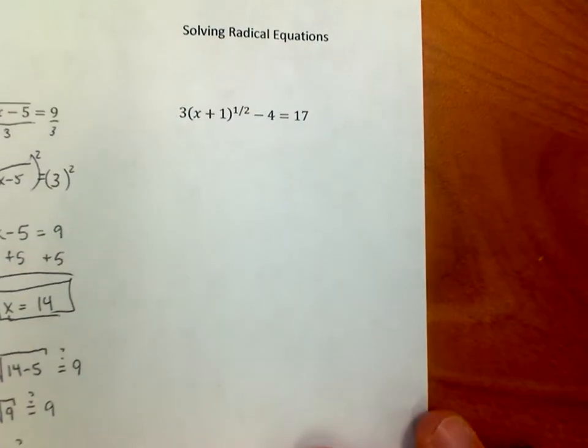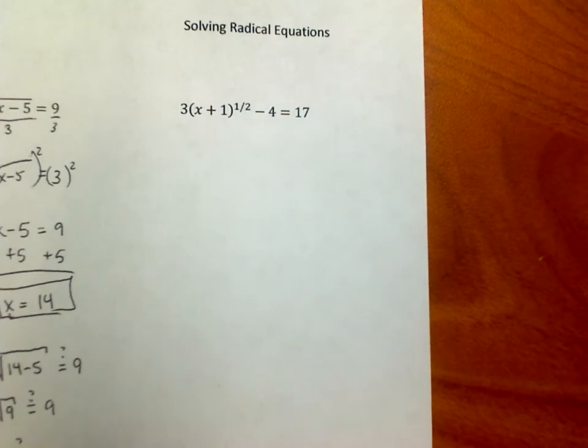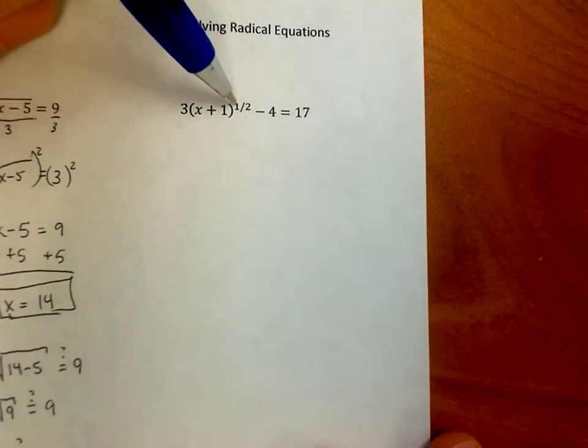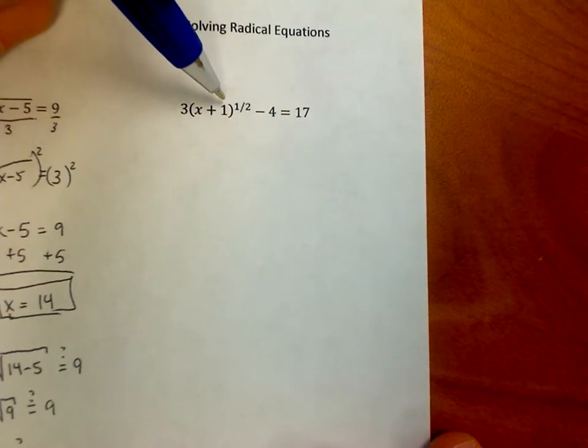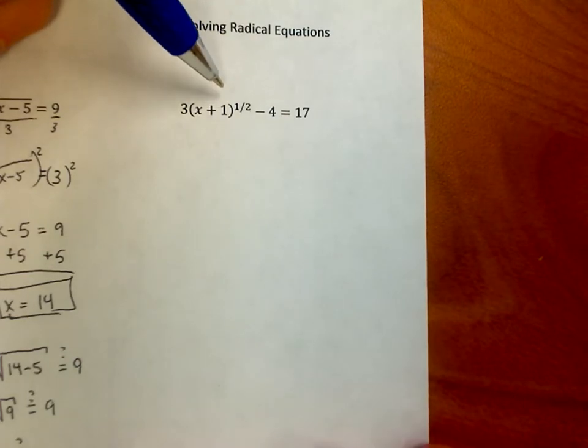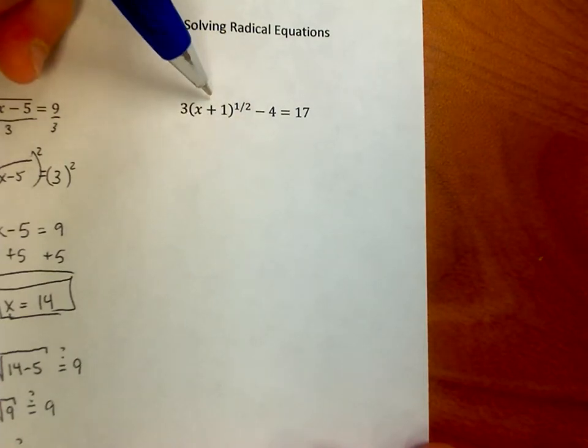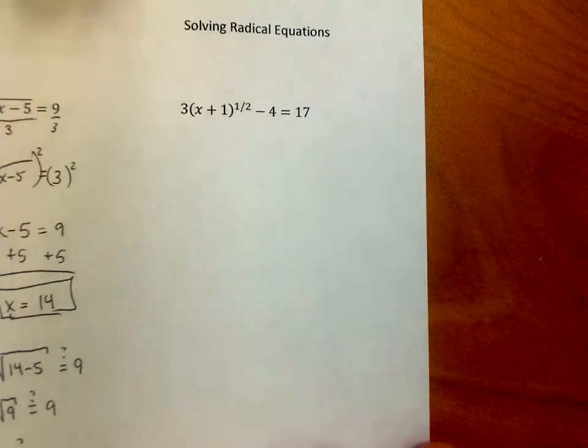One last video here for this. The only change is that they gave you a fractional exponent, and remember, the 1/2 power is the same thing as a square root. So really, this is the square root of x plus 1. The same idea holds: we want to get the thing with the fractional exponent by itself first. So step 1 is to get rid of this 4.